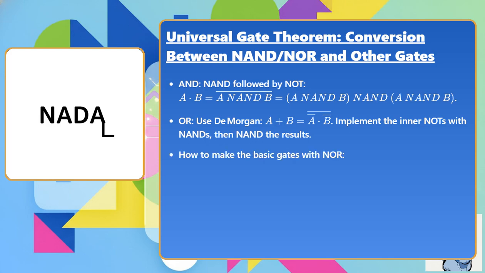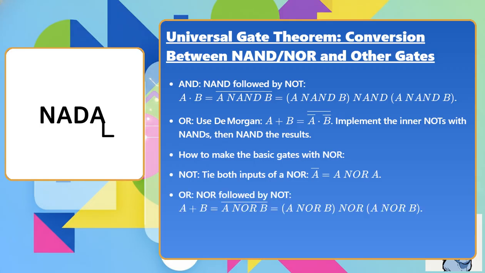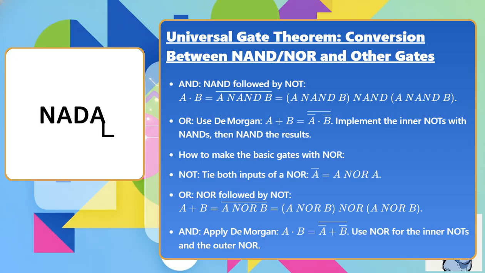How to make the basic gates with NOR. NOT: tie both inputs of a NOR together: A bar equals A NOR A. OR: NOR followed by NOT: A plus B equals (A NOR B) bar equals (A NOR B) NOR (A NOR B). AND: apply De Morgan: A dot B equals the complement of the sum of A complement and B complement. Use NOR for the inner NOTs and the outer NOR.